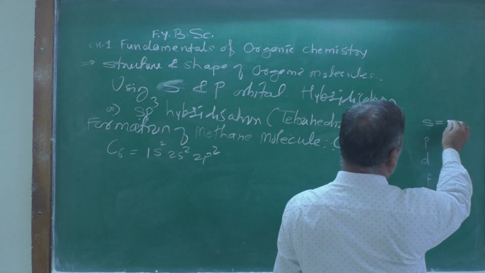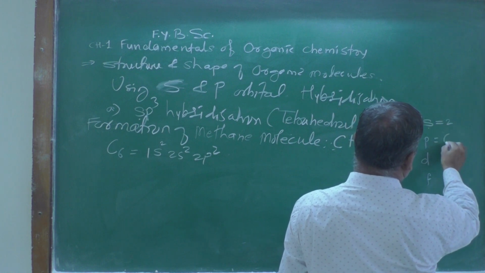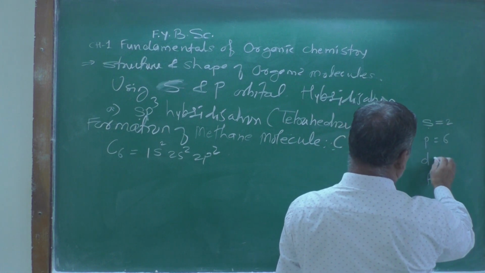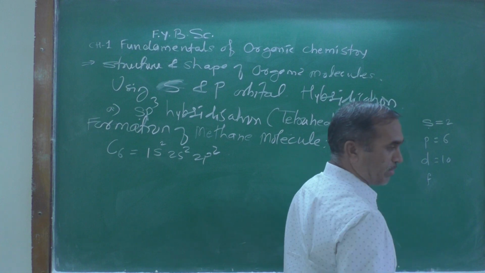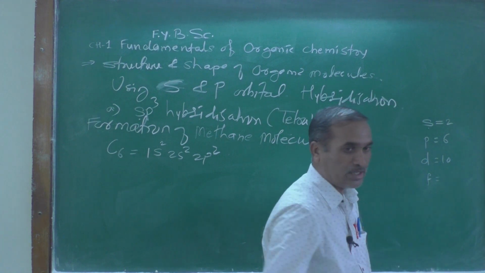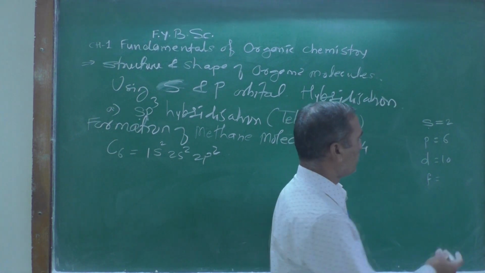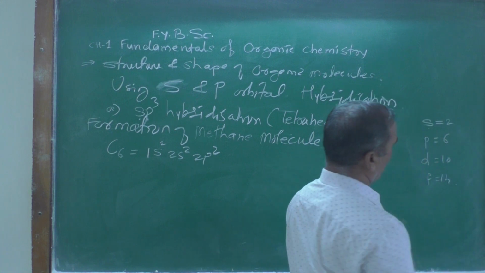The s orbital can accommodate 2 electrons, the p orbital can accommodate 6 electrons, the d orbital can accommodate 10 electrons, and the f orbital can accommodate 14 electrons. These are the capacities.